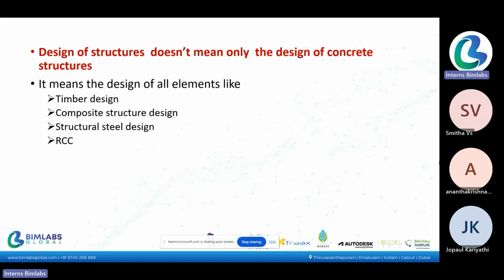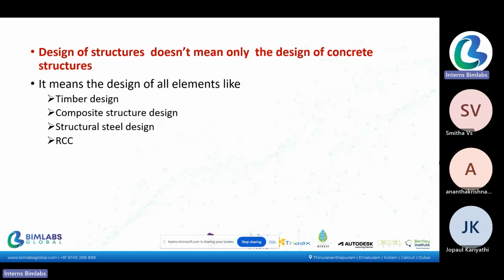We have so many items to design: timber design, composite structure design, structural steel design, RCC. Timber means wood. There are so many different types of wood design, and not only ordinary teak wood; there are so many structural woods available in the market. In future you will know more when we go into construction. We have different codes for timber design also.